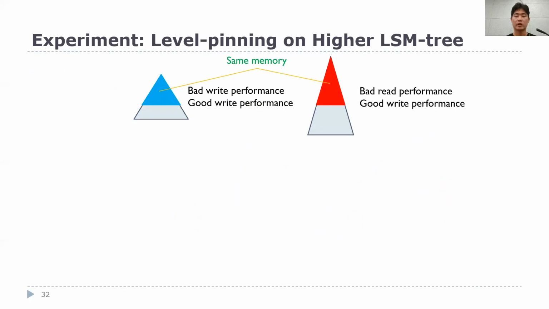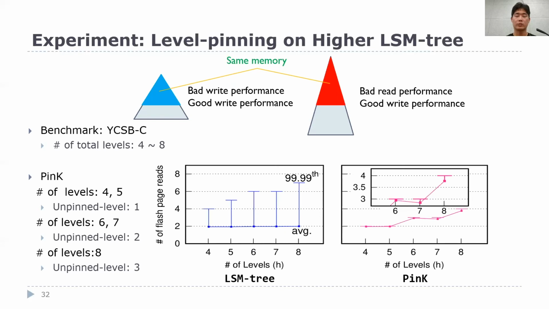The LSM-tree algorithm has good write performance in a tree, but the LSM-tree needs more DRAM to bound reads to one access. To see the read performance when DRAM is not enough to pin sufficient levels, we evaluate LSM-tree and PinK as the number of levels changes from 4 to 8. LSM-tree shows that 2 flash accesses are needed per query on average. But the tail latency of LSM-tree degrades more as the total levels increase. In the case of PinK, it needs more flash accesses per query than LSM-tree on average. But the tail latency of PinK is almost eliminated.